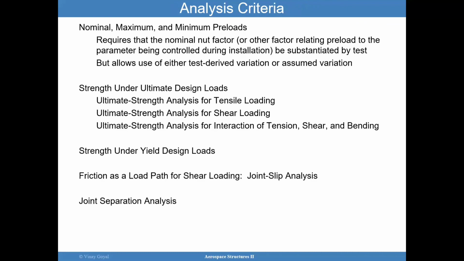Analysis criteria typically looks at tensile loading, shear loading, and interaction of tension, shear, and bending, at nominal, maximum, and minimum preloads, using the right kinds of knockdown factors. They're substantiated by test, strength or yield criteria, and shear loading like a joint slip analysis and a joint separation analysis.